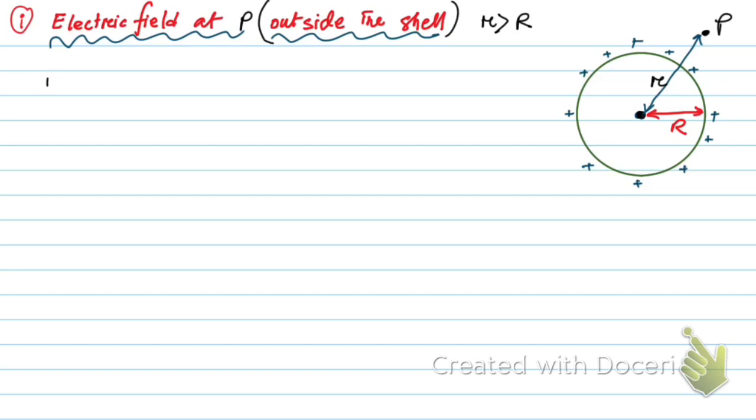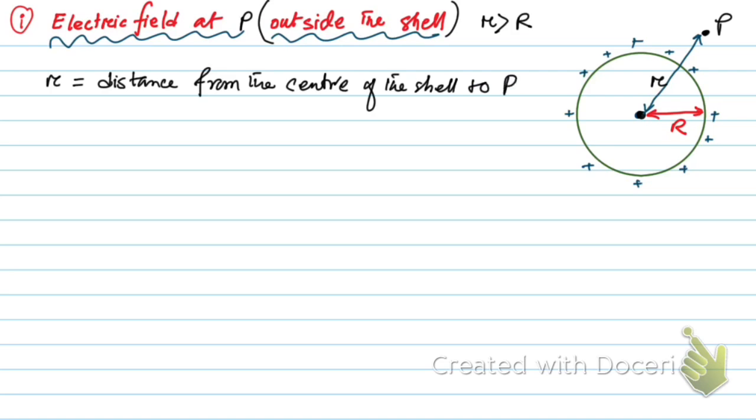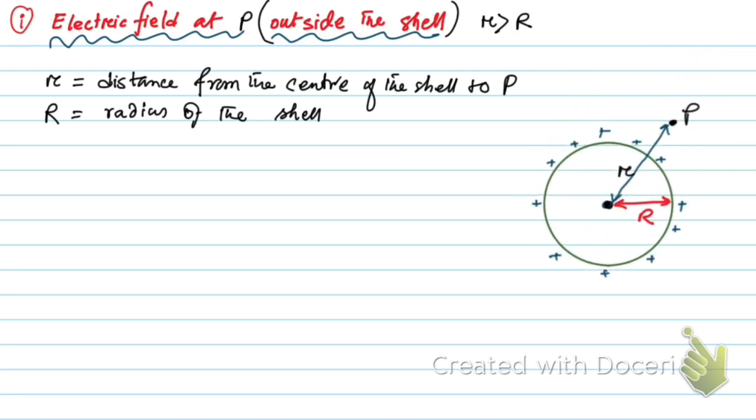Here small r is the distance from the center of the cell to the point P, and capital R is the radius of the cell. Let me just adjust this figure here.